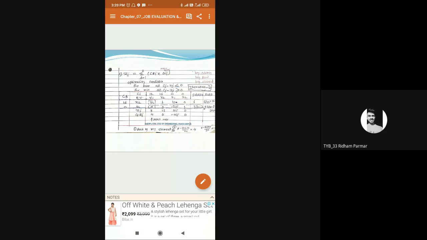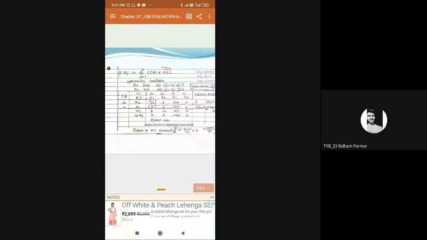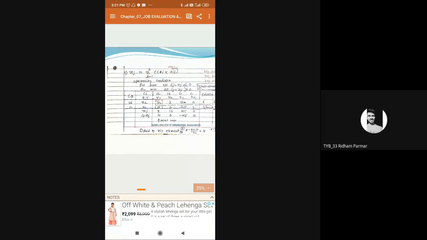Now after that, Cj minus Zj. So what is the Cj here? Cj, that is 12, and what is Zj? 8. So the answer you will get is 4. Similarly, for the next, that is 16. 16 minus Zj, you will get the answer 0. 16 minus 16, 0.